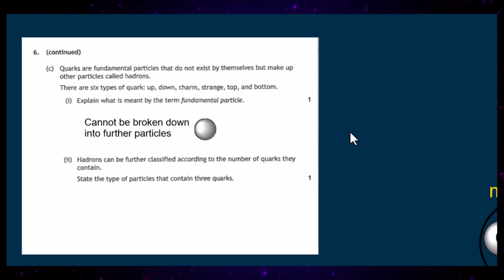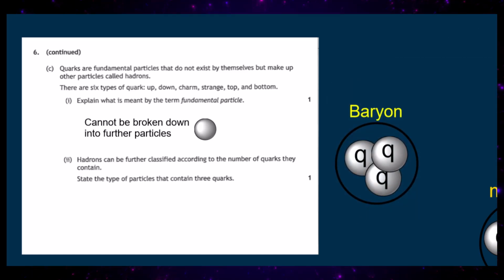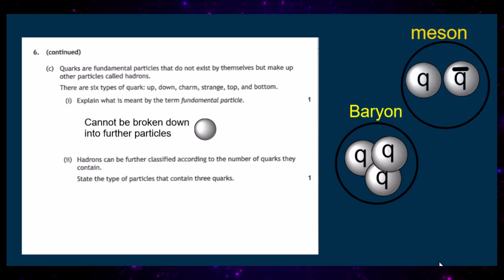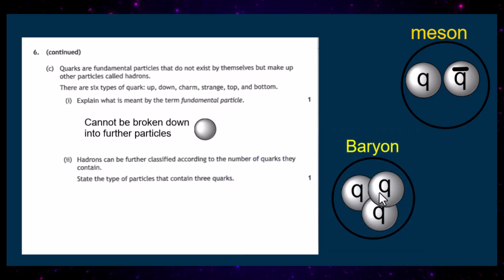Part 2. Hadrons can be further classified according to the number of quarks they contain. State the name of the particles that contain 3 quarks. Well, if we've got 3 quarks, then what we have is a baryon. So the answer to that is a baryon. Of course, the other one would be the meson, which would have a quark and an antiquark. So the answer to question 6C2 is a baryon. A baryon is a particle which contains 3 quarks.